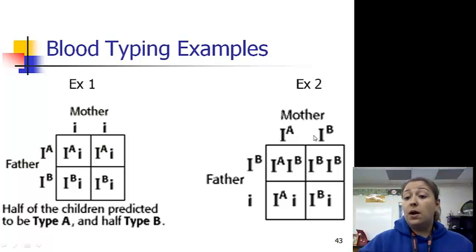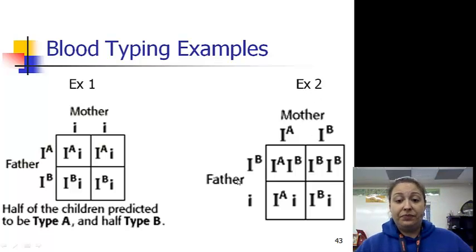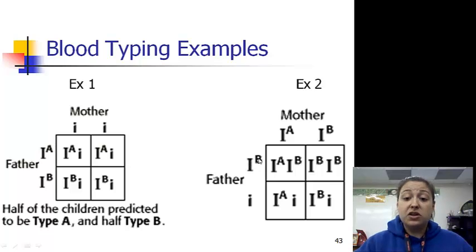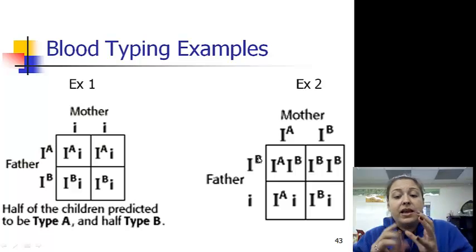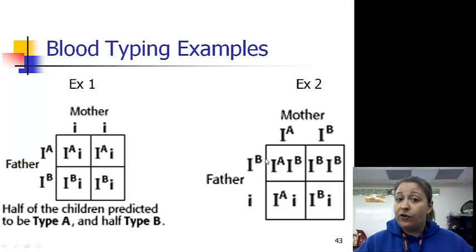Looking at example 2, mom is type AB, and dad is heterozygous B. Now we know heterozygous means different. So it's not going to be big I^B, big I^B. It's going to be big I^B, little i, to show that it's different.